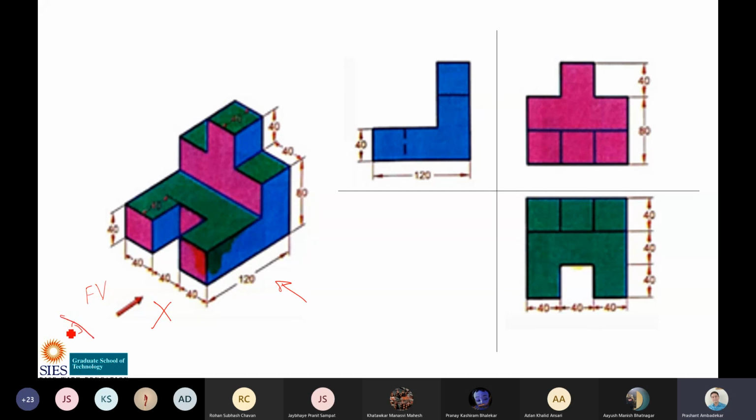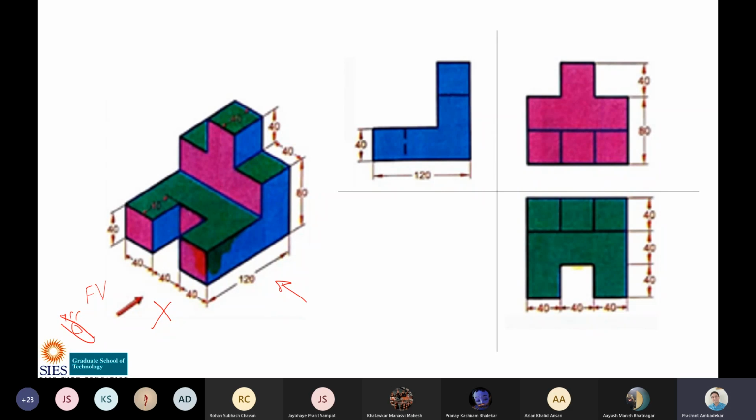Observer is somewhere here. That you have to keep in mind. Sir, I had a doubt. Yes. If no arrow is given, then what will be considered? So this will not happen. The arrow will be given, or something will be mentioned in the question.